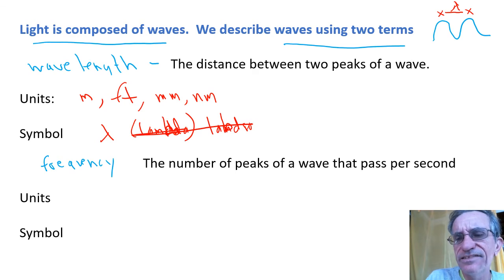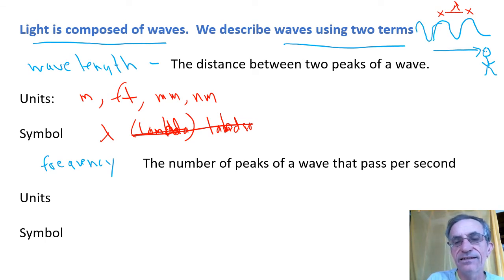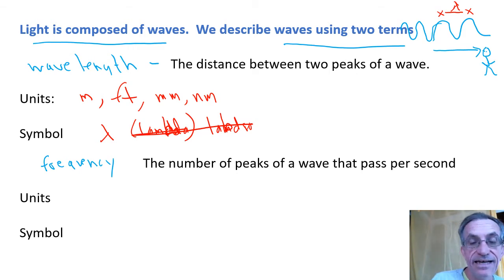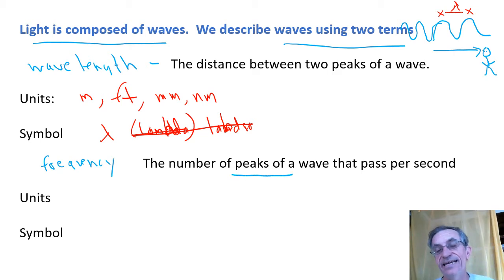So if you were to sit here, and let's imagine this wave is coming towards you, and there'll be a bunch of waves, right? This wave is going to have a bunch of peaks. And you were sitting there and you count how many peaks pass me in a second as the wave comes in towards me. That's what frequency is. How many peaks pass me in a second?